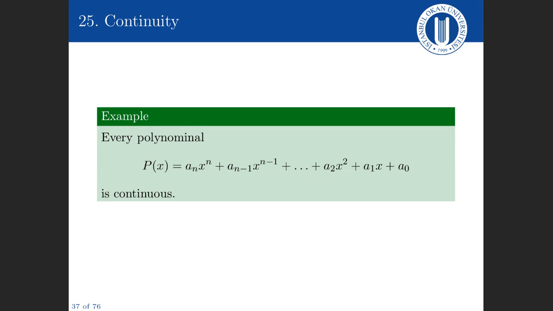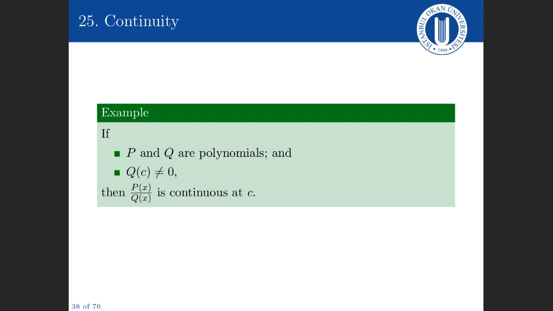For example, every polynomial is continuous. x is continuous, and x to the power n is continuous by the previous theorem. That means a number multiplied by x to the power n is continuous by the previous theorem. Then we have continuous function plus continuous function plus continuous function, etc. The previous theorem says we can add continuous functions together and we still have a continuous function.